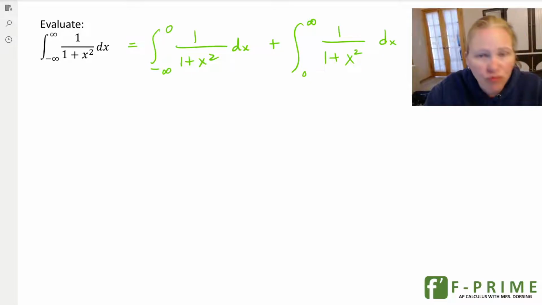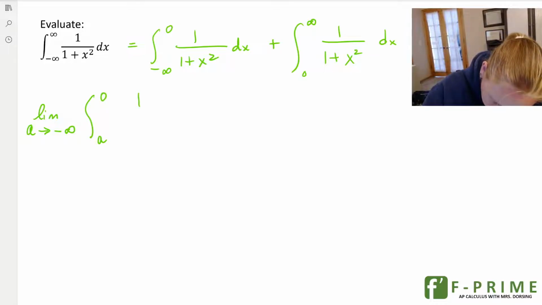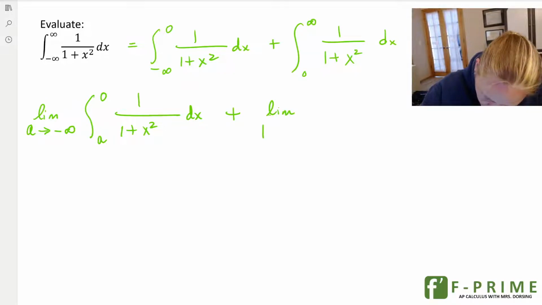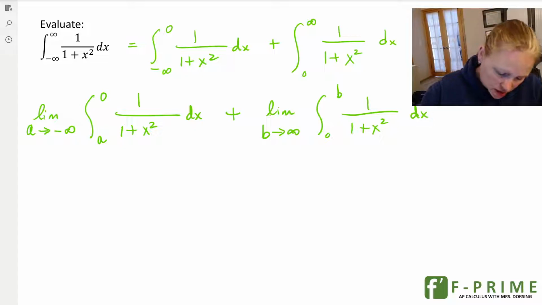So the first thing I'm going to do is rewrite them as limits. So the limit as, I'm going to use a and b. Plus the limit, and then we'll use b for the positive infinity. Just that way we can tell the difference. Now, this one, the antiderivative, this is a good review of integration. This is actually the inverse tangent. So if you were looking at your formula sheet, hopefully you should recognize this as arctan or inverse tangent.